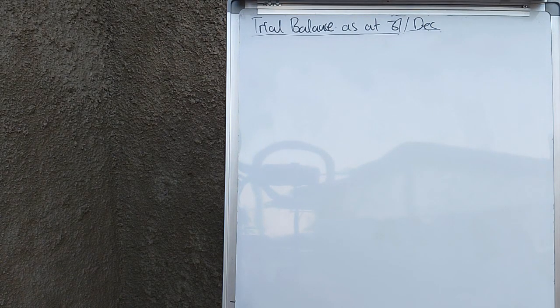Now we can look at our trial balance and do the income statement first. So for the income statement, we start by writing the correct title. An income statement relates to a period of time. So we'll write it in the following manner.